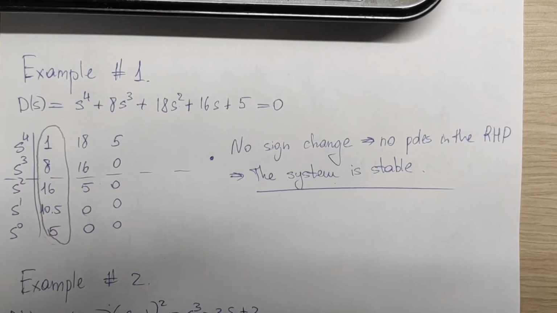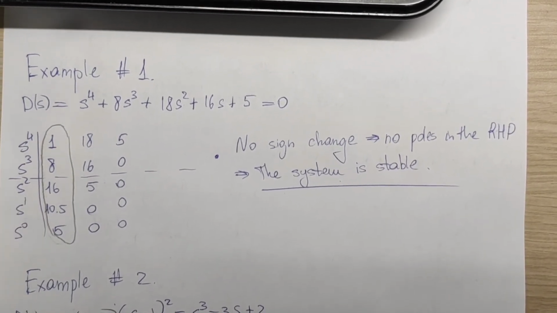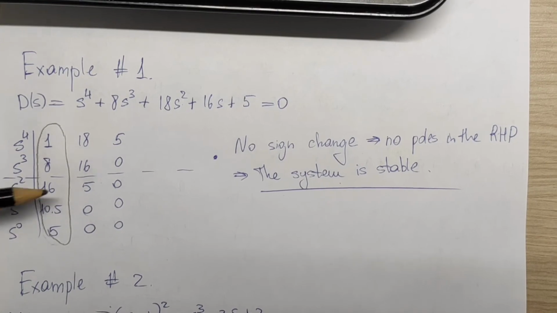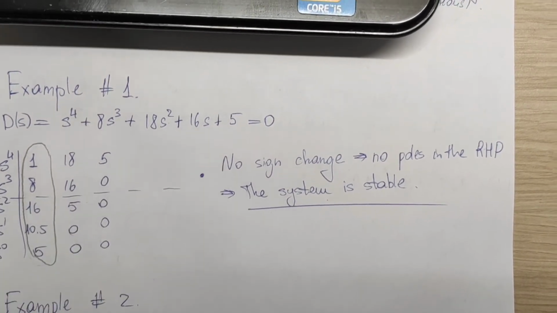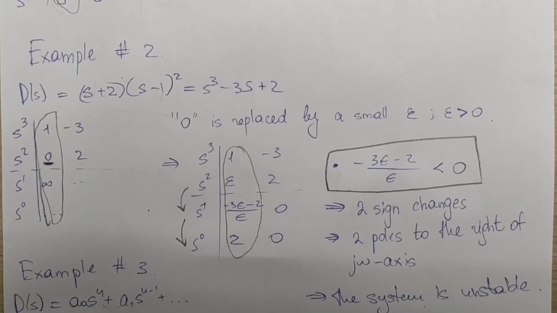Now let's take a look at some examples. In this example, we see that all the entries of the first column of the Routh array are positive. So there is no sign change, that is, no poles in the right half plane. So the system is stable. This is the next example.